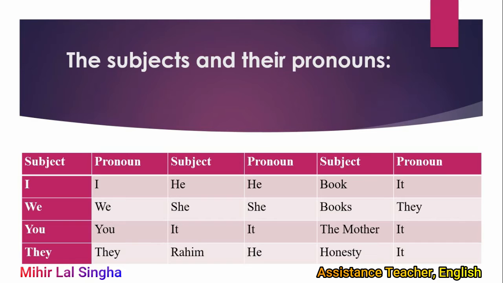If the subject is something abstract like the mother, we are not talking about a mother, we are talking about the qualities of a mother. So of course it is abstract. So if something is abstract, then we use the pronoun it. Honesty, it. All right.